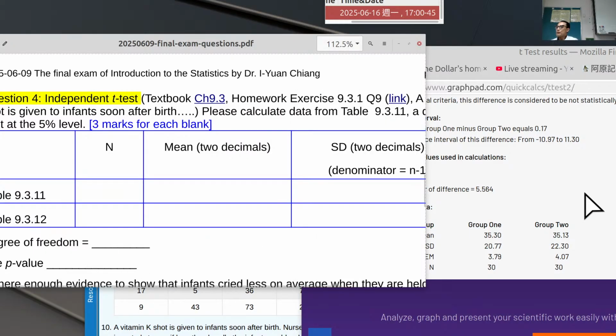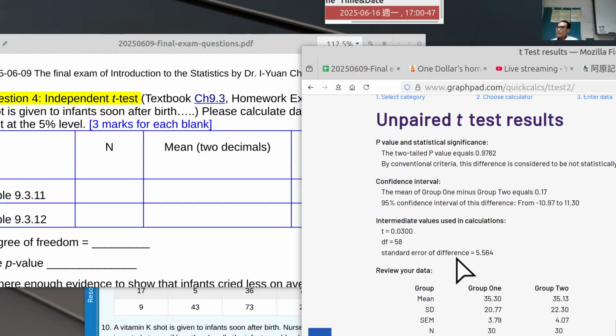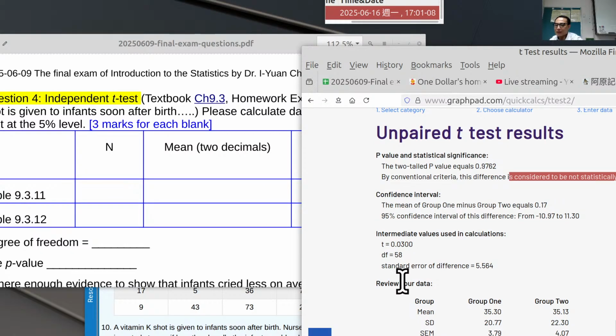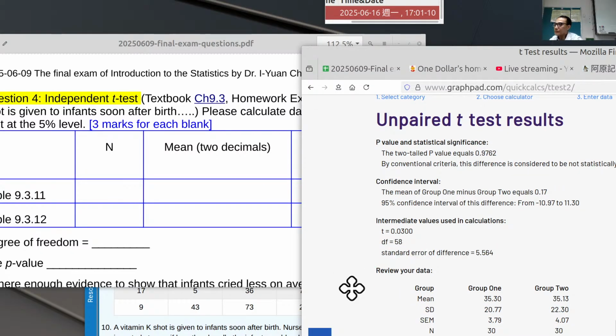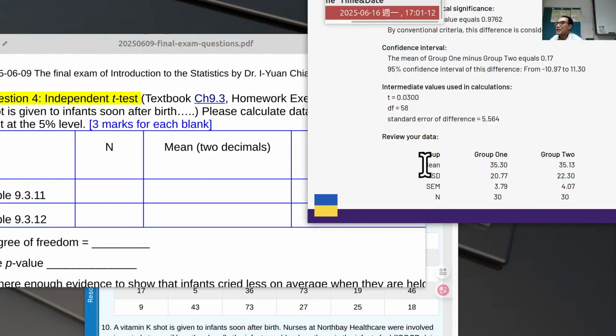How about the p-value? The p-value is here, 0.97, very close to 1. It's weird, very weird. Actually, it's not a statistical difference. In other words, you cannot tell the difference between the traditional way and the new way. Okay, let me stop here for 1 minute, then you can take a note. Then we will move to question number 5.